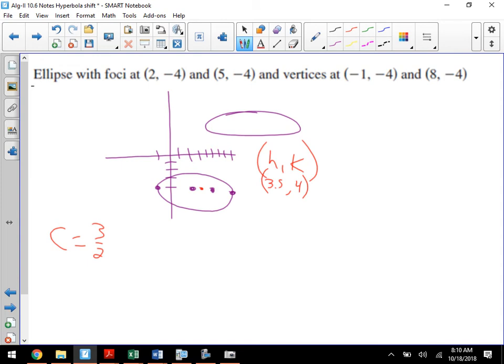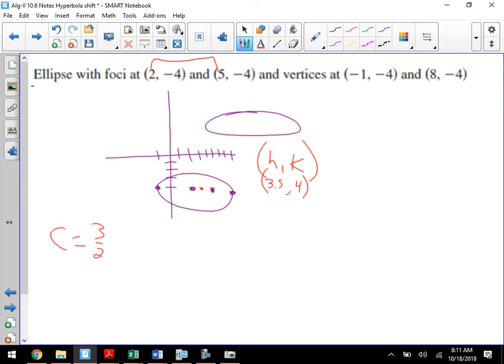I'm just doing the midpoint. What's 2 plus 5? Half of it. To get to the H and K is always the midpoint of your foci. It's the midpoint of your vertices. It's the midpoint of your co-vertices. That's how you get the H and K. Always. And then I start counting to get my A's, B's, and C's.